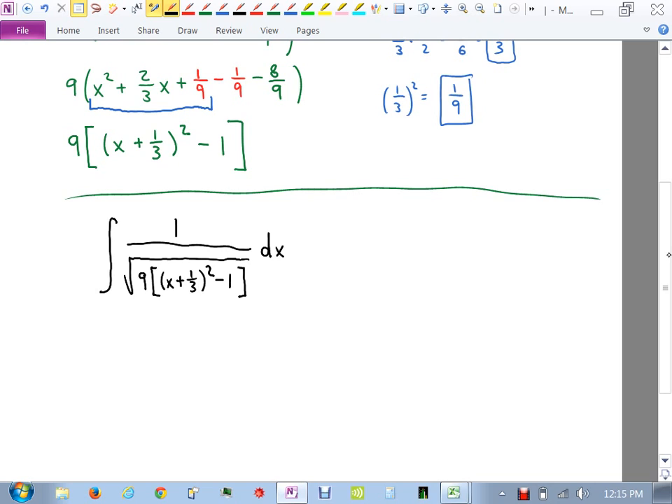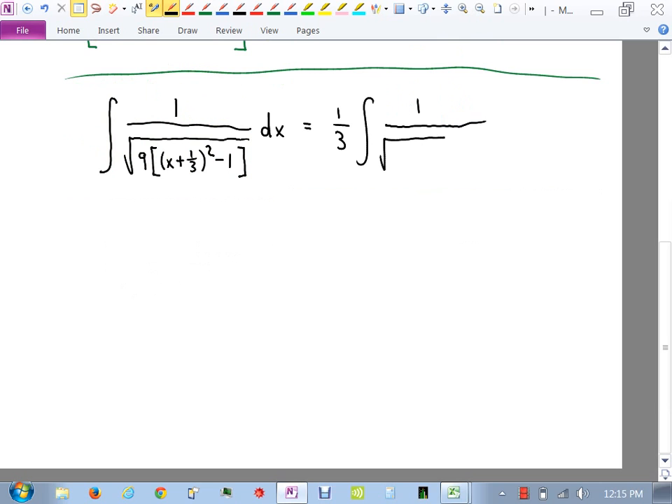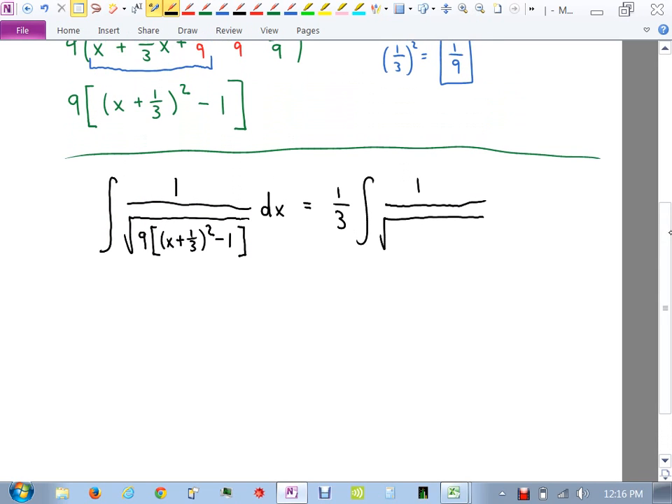No matter what number is here, you can always take the square root of it. Square root of 9 happens to be a 3, so a 3 comes out, it'd be 1 over 3. If it was a 5, a root 5 would come out and you would have a 1 over root 5. The idea, though, is that you want to get this number that we factored out in the very beginning, you want to get it out completely. Get it out of the root. So that's what I'll do on the next one. 1/3 integral 1 over square root. Now I don't need the brackets. x plus 1/3 squared minus 1 dx.